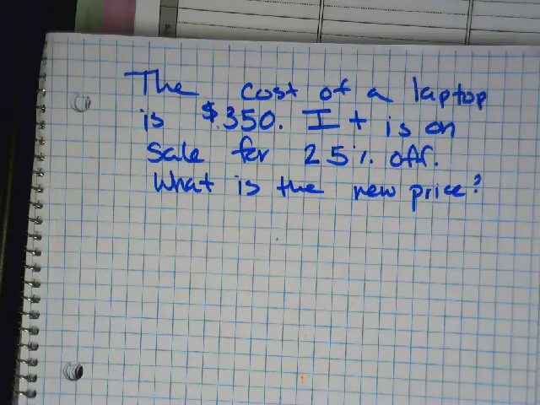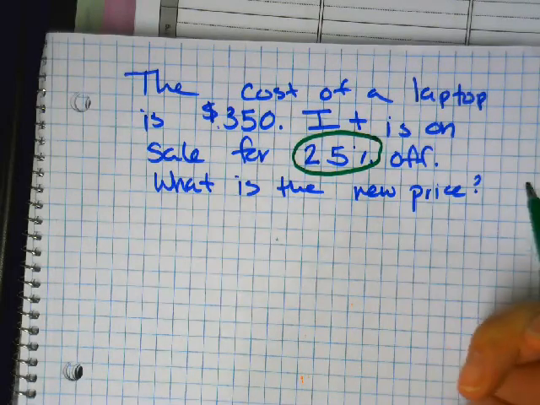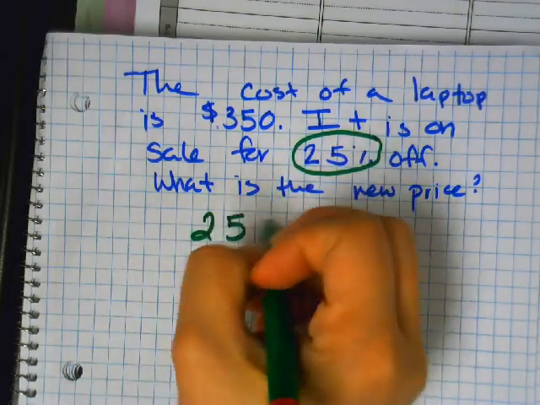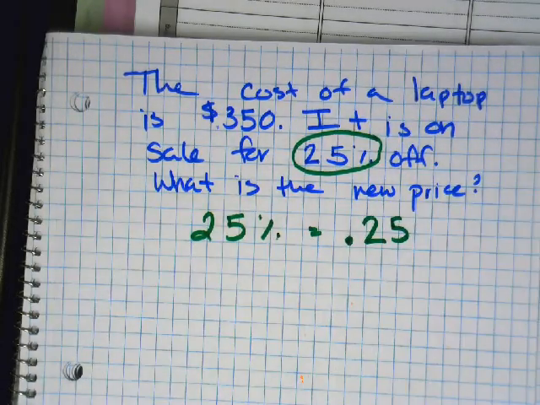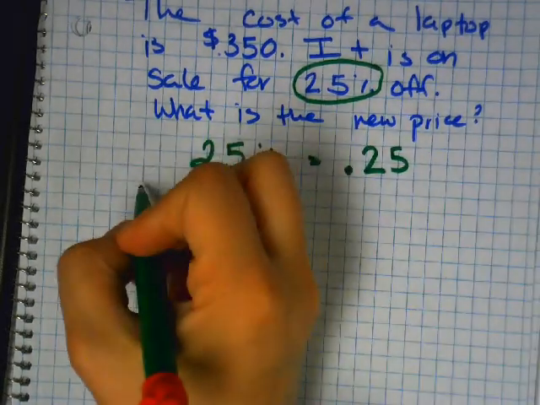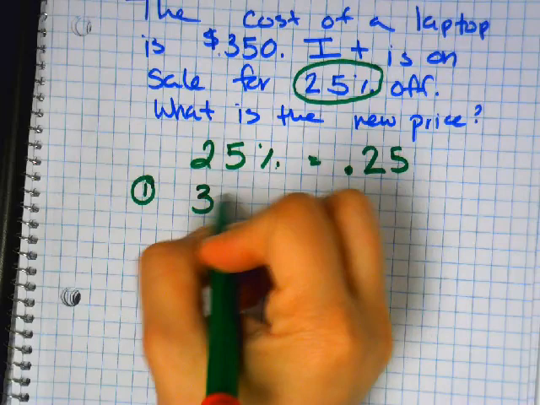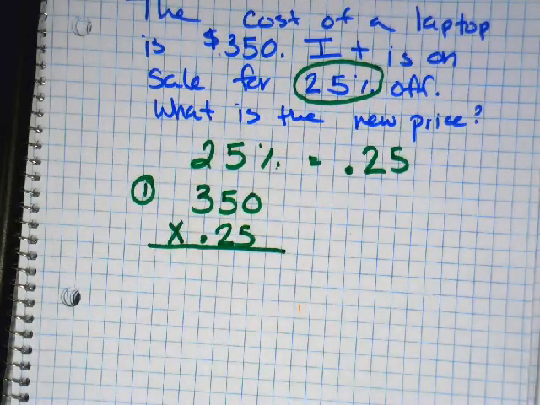The cost of a laptop is $350. It is on sale for 25% off. What is the new price? So what's our first step? Turn the discount amount into a decimal. So what is 25% equal to? 0.25. All right, cool. So you remember that from many weeks ago. So what's our next step? You multiply it by 0.25. 350 times 0.25.